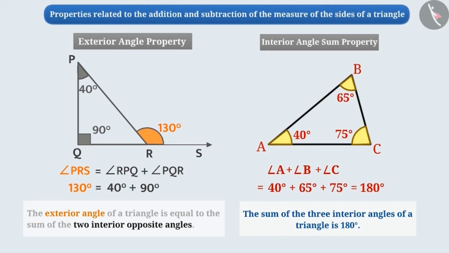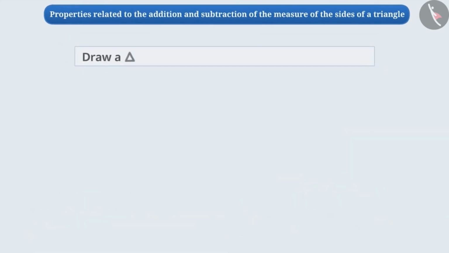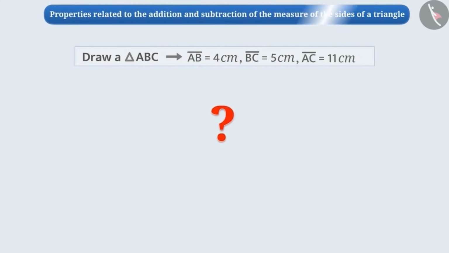Suppose you were asked to draw a triangle ABC, whose sides are AB equal to 4 cm, BC equal to 5 cm, and AC equal to 11 cm. So, will you be able to draw a triangle with the given information? Let's try to draw it.